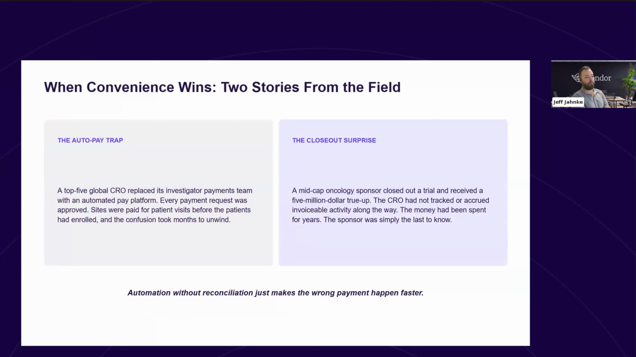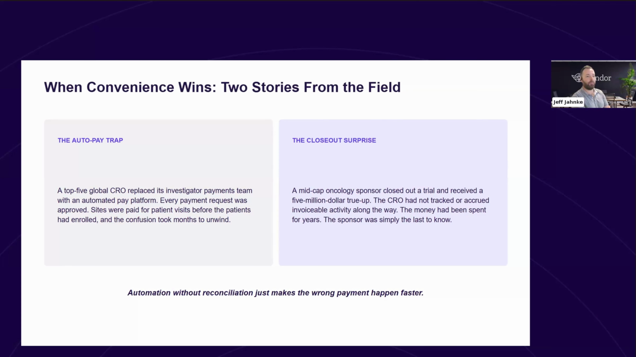The first one is the auto pay trap. A top 5 global CRO a couple years ago actually replaced its entire investigator payments team with an automated payment platform. Essentially, if the site sent an invoice to the CRO, it auto paid it. But what started happening was sites realized that they were getting paid for things that had not happened, that payments were triggering in this system before a patient had even enrolled. And sites were reaching out to the CRO saying, what was this check for? We received a check from you, thank you, but we don't have any patients enrolled on this study.